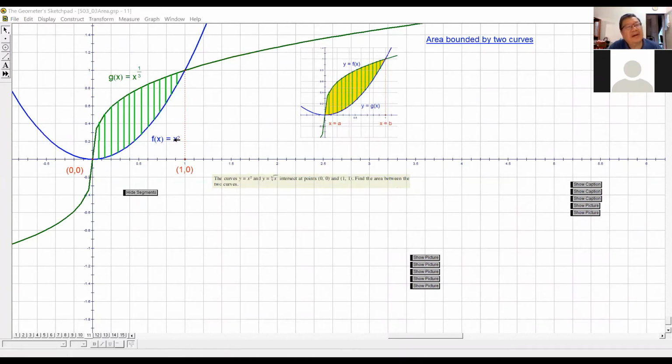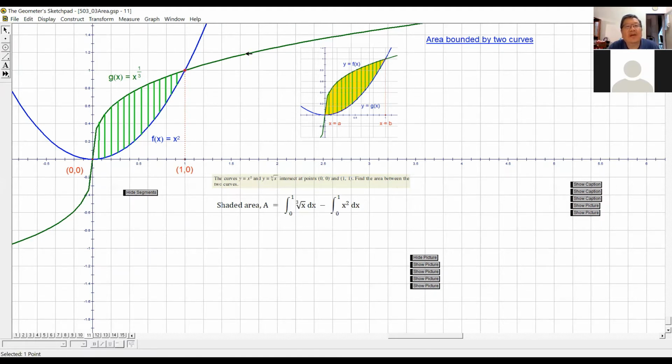Okay, now we know very well what we are supposed to find, this area. And how to find this shaded area? You use the top curve minus the bottom curve. So the shaded area is the integral from 0 to 1. Why from 0 to 1? Because the points of intersection of the curves are 0 and 1. So it's between 0 and 1.